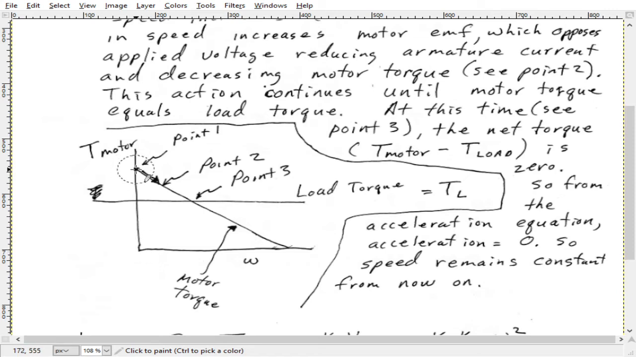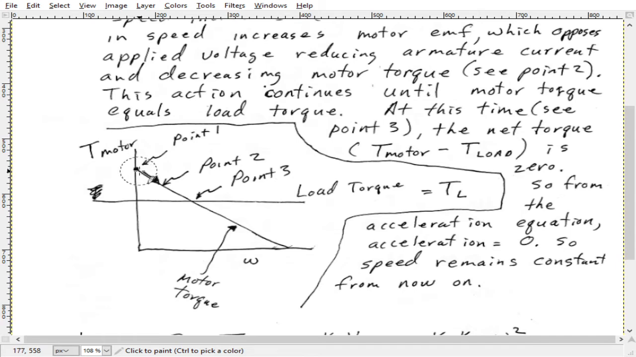Okay, so you're creating a torque here by the motor, but this is the torque that the load is consuming. So notice there's a net torque. You've got more motor torque being produced than load torque being consumed by your load. So you've got a net torque, so it's going to accelerate. Anytime you have a net torque, it's going to accelerate.